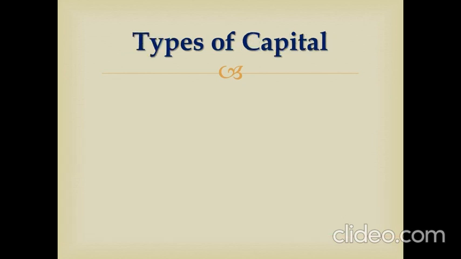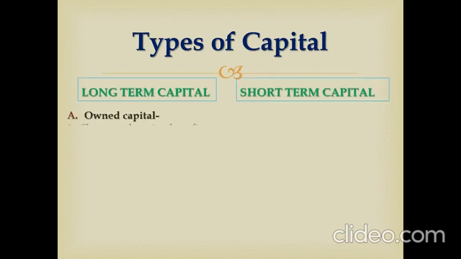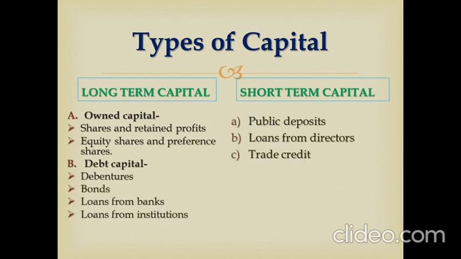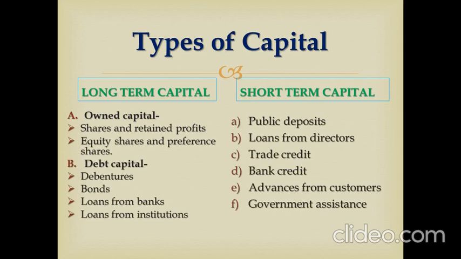Then there are types of capital. In types of capital, I have mentioned two types, that is long-term capital and short-term capital. The various things mentioned on the screen are owned capital and debt capital. Owned capital is what I own myself, that is shares and retained profits. Shares everyone knows, but retained profits are the surplus remaining with me after all expenditures and payments are made. In shares, again there are two parts, that is equity shares and preference shares.